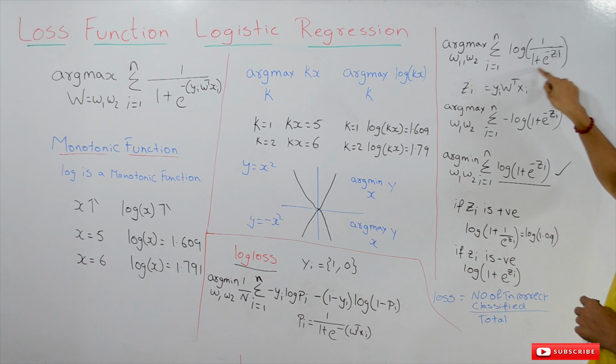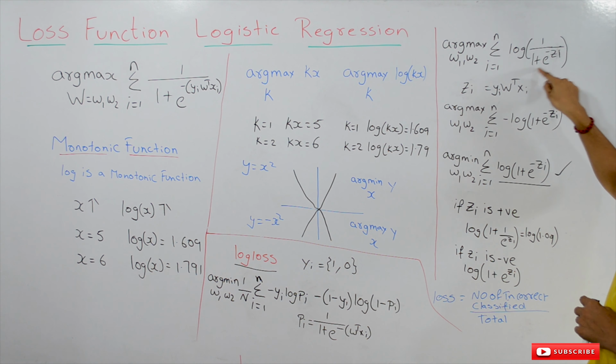If zi is positive, meaning correctly classified, e power minus of positive zi we can write as log of 1 plus 1 by e power zi. Because zi is positive, 1 by e power zi means we'll get a value of 0 point something. 1 plus 0 point something means we'll get a value of 1.000 something small. Log of 1.00 something, we'll get a small value, like 0.001. So what we understand from this is, when our point is correctly classified, we are getting a small value.